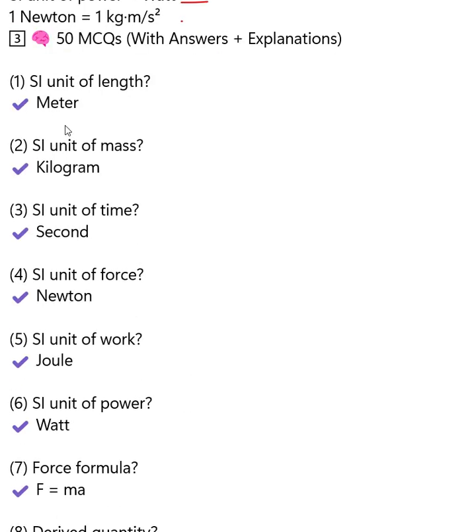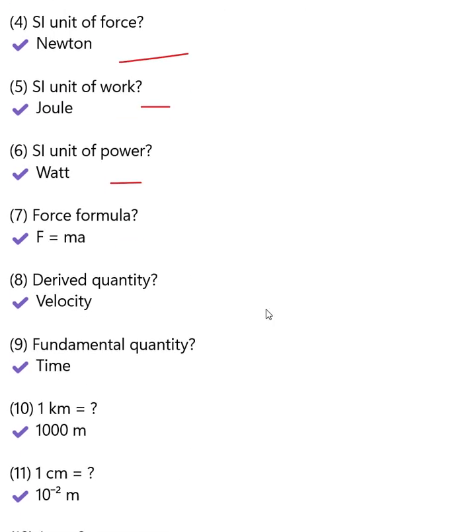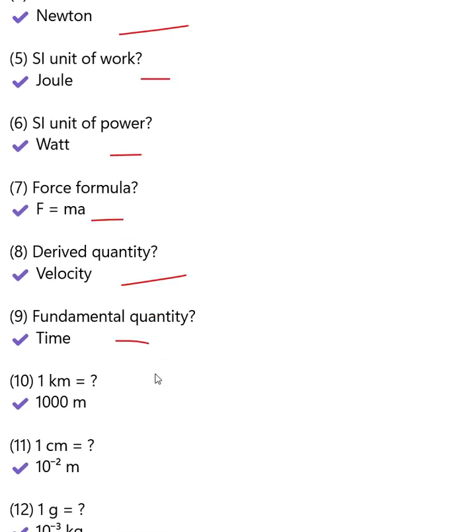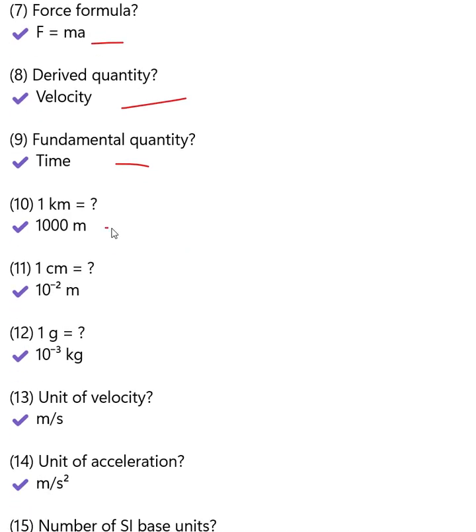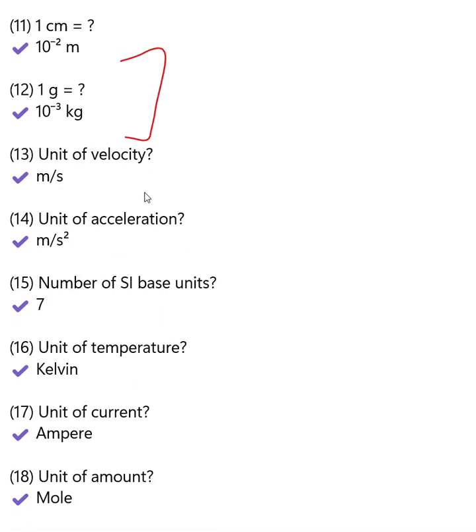So SI unit of length is meter, SI unit of mass is kilogram, of time is second, of force is Newton, of work is joule, of power is watt. Force का formula m into a. Derived quantity is your velocity, fundamental quantity is your time. 1 kilometer is equal to 1000 meter. These you have covered. Unit of velocity is meter per second, acceleration is meter per second square.